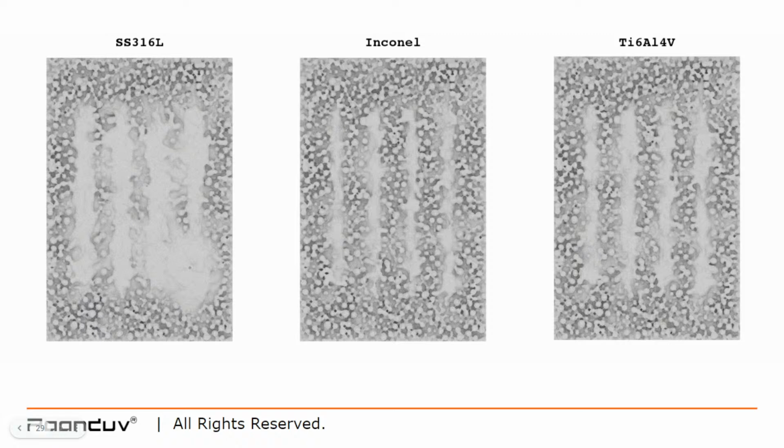they have formed one big chunk of solidified metal. In the case of TI64, the tracks have partially overlapped, but they are clearly visible in a distinct manner. And when it comes to Inconel, the tracks have barely overlapped, and they are very far from each other.